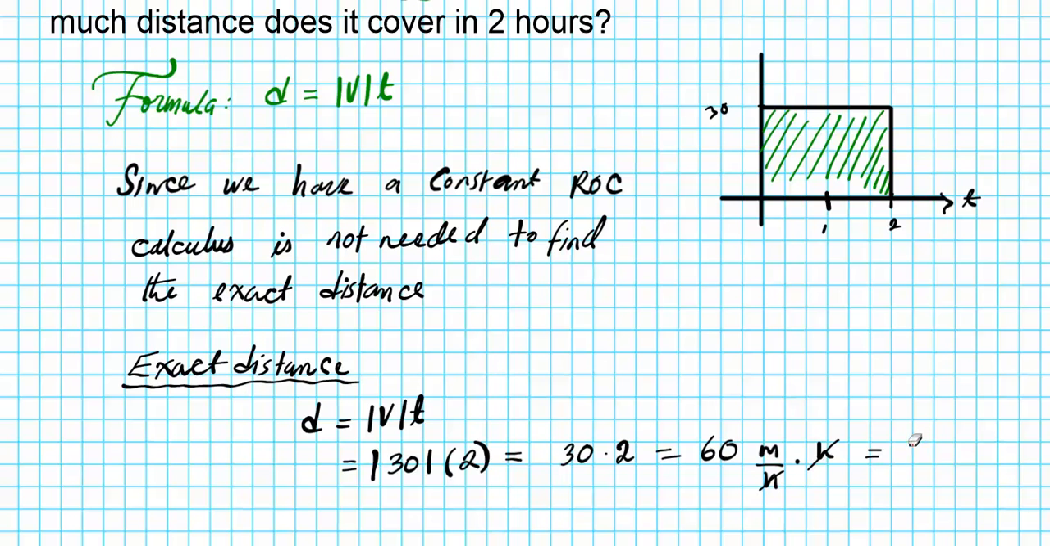Okay? So you might have already known that the unit is miles, but I just want to show you how to calculate the correct units by making use of the units of the factors that result in the final result. Okay, so there goes the answer, 60 miles for the exact distance covered by the car.